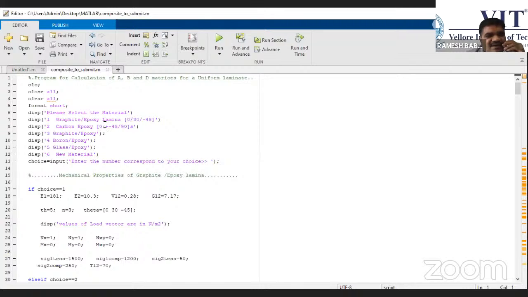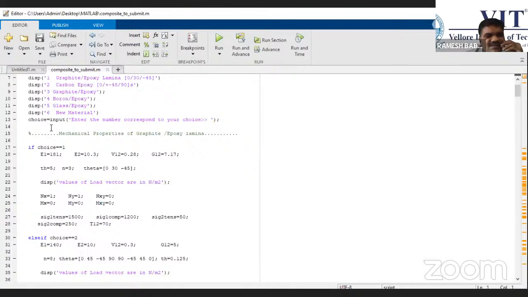One laminate, then the carbon epoxy 0 and plus or minus 45, and 90, so there are 8 plies. Then graphite, then boron, glass epoxy, and the new material. So we can enter here this way, and it will be displayed in the output.